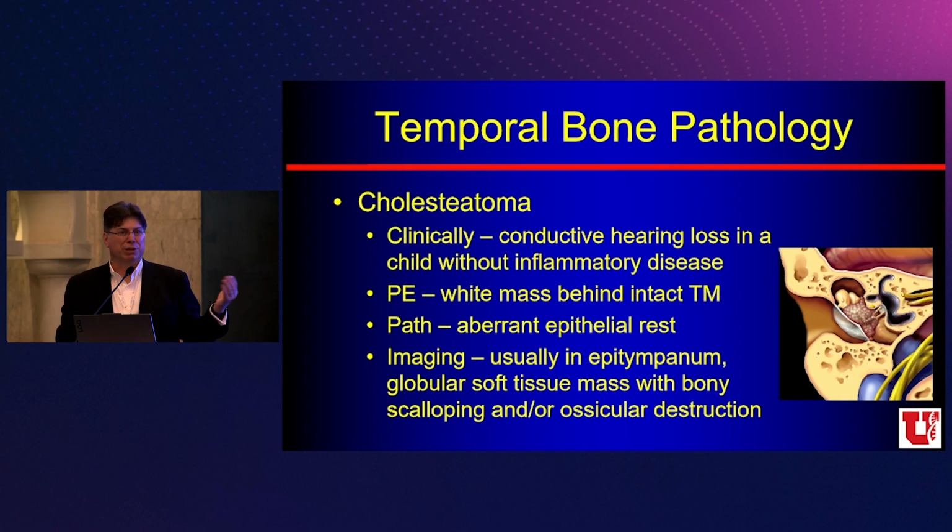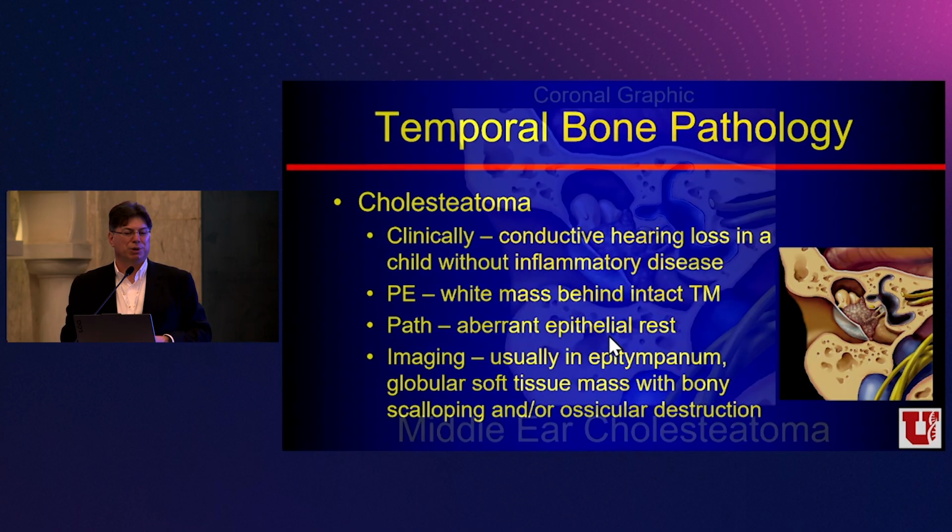Frequently, we're thinking about cholesteatoma. Is there skin in the wrong place? So we may get a retraction pocket from the TM that may go in, and then we have skin debris that's within the middle ear cavity obstructing the motion of the ossicles. So on physical exam, they see a white mass behind an intact tympanic membrane, and we think about it as just an aberrant epithelial rest. It's just skin in the wrong place.